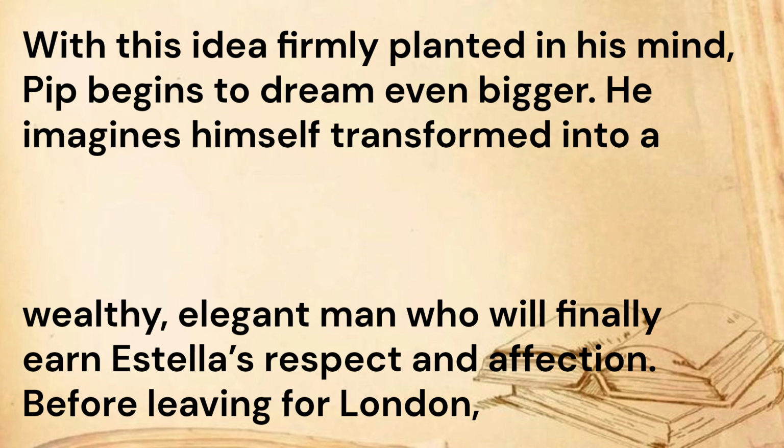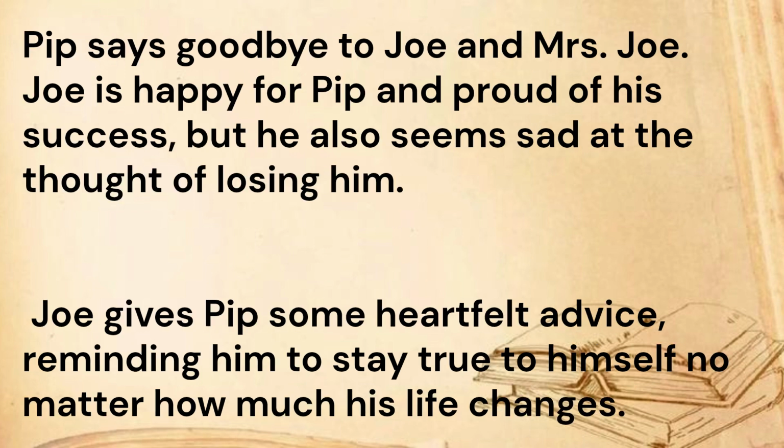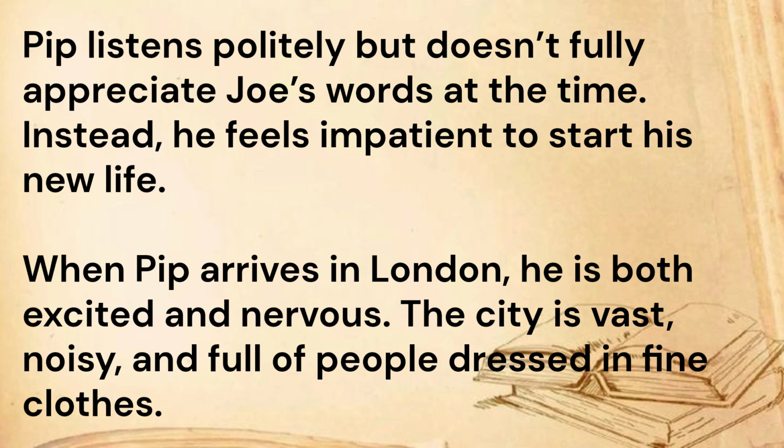Before leaving for London, Pip says goodbye to Joe and Mrs. Joe. Joe is happy for Pip and proud of his success, but he also seems sad at the thought of losing him. Joe gives Pip some heartfelt advice, reminding him to stay true to himself no matter how much his life changes. Pip listens politely but doesn't fully appreciate Joe's words at the time. Instead, he feels impatient to start his new life.